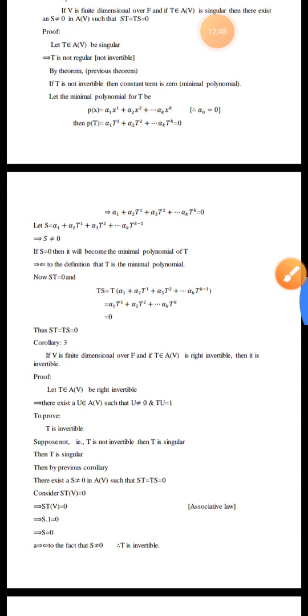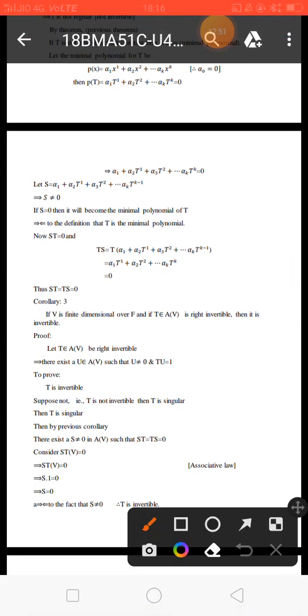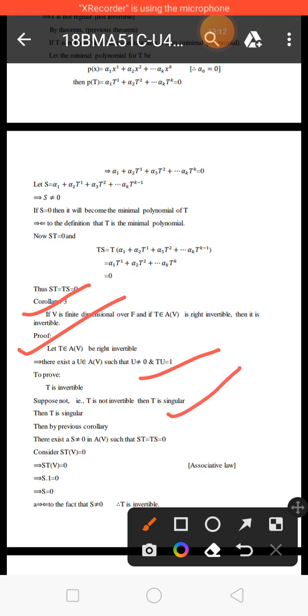which completes our proof. The next proof: if V is finite dimensional over F and if T belonging to A(V) is right invertible, then it is invertible. Let T belonging to A(V) be right invertible, then there exists U belonging to A(V) such that TU equals 1. This is for right invertible. To prove T is invertible, suppose not, that is T is not invertible, then T is singular.